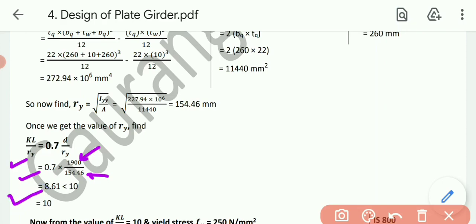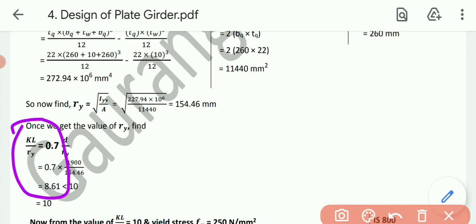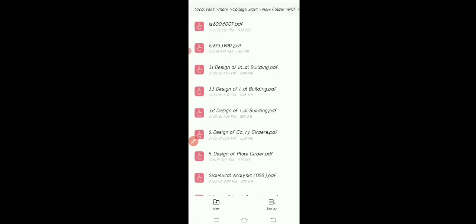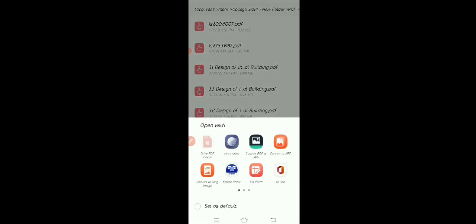So once I get the value of the slenderness ratio, I need to do the interpolation using table number 9C, page number 42. Okay, so let's go to table 9C, page number 42. We have got the slenderness ratio, that is 8.61.